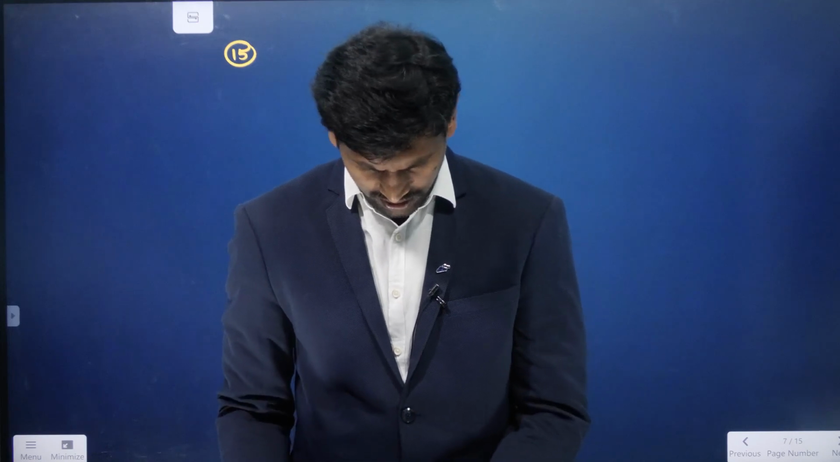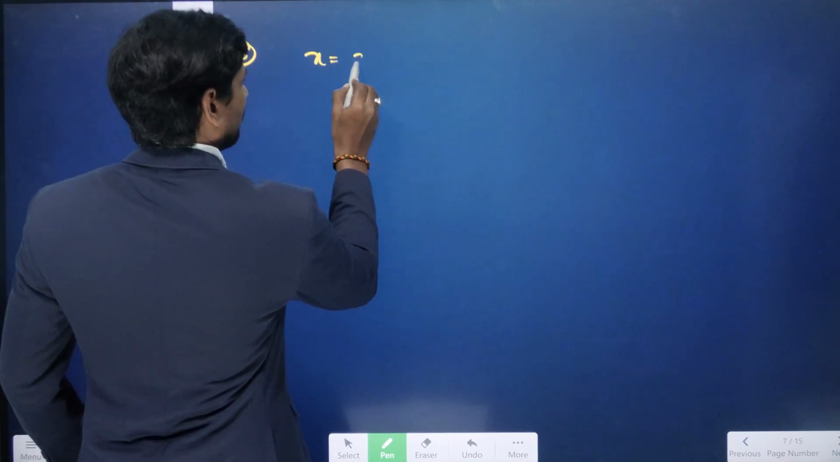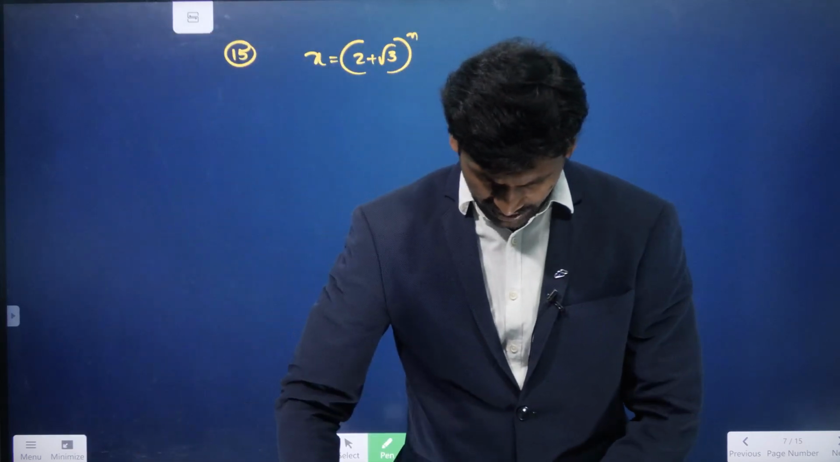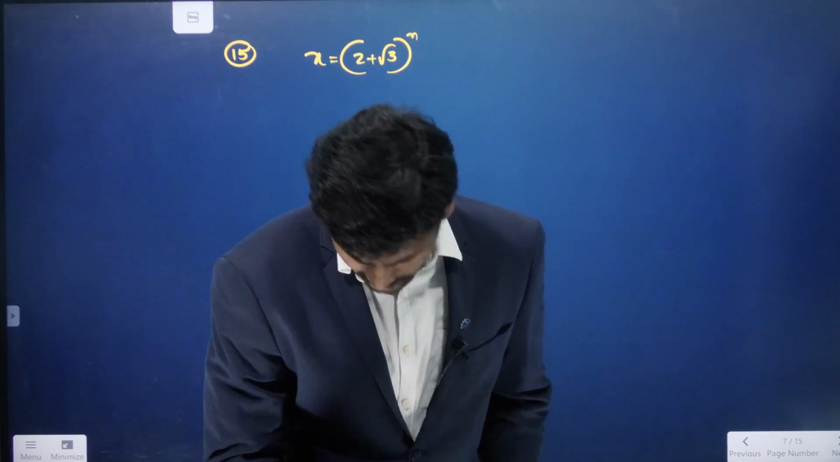The 15th question is given that x value is (2 plus root 3) whole to the power of n. And what we need to find? We need to find f equals x minus greatest integer of x, and then the value of f squared minus 1 minus f. So x minus greatest integer of x we have to find, then f square value and 1 minus f value also we need to find.